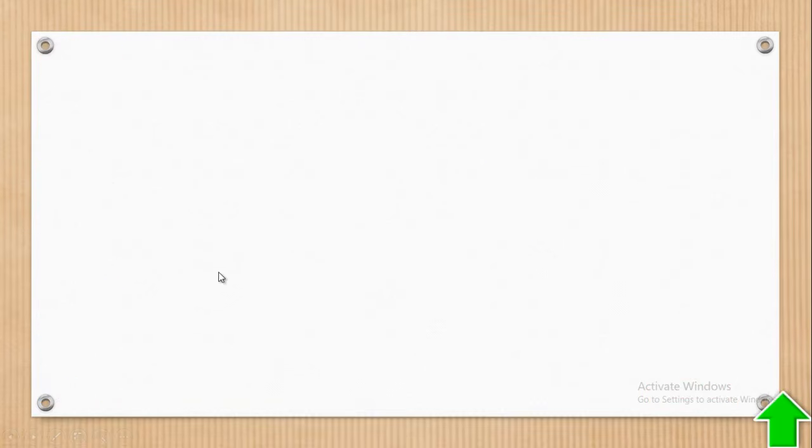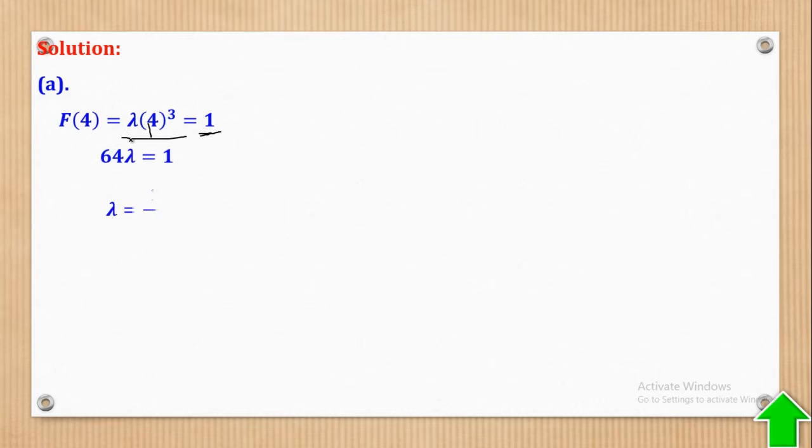Therefore we shall come here and say that f(4) is equal to this and also equal to 1 for both functions. For the first function, remember the first function was lambda x cubed, so put where the x, put that. For the second one, it was just 1. So that means that lambda is equal to 1 over 64. Then we shall go to part B.